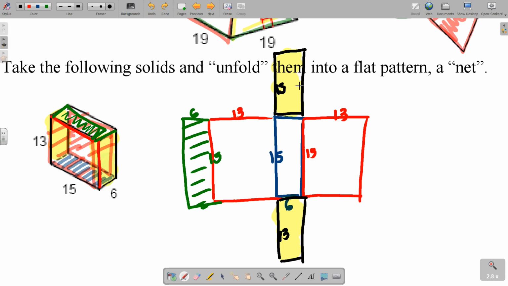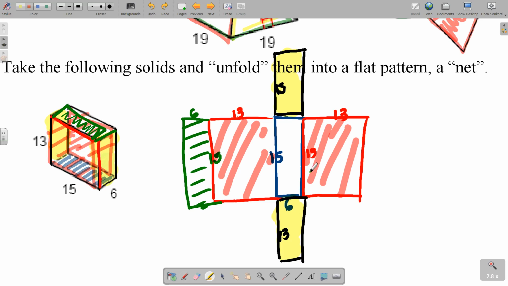So if I wanted you to find the area of this net, you would simply find the area of each of these rectangles, and you would add it up.